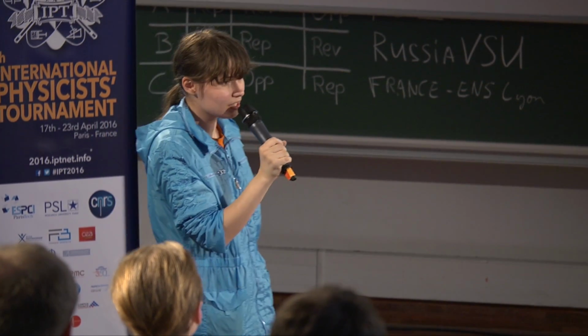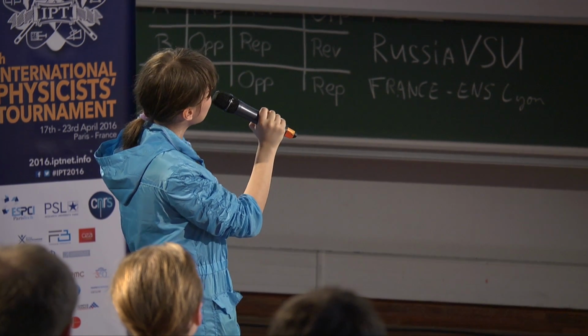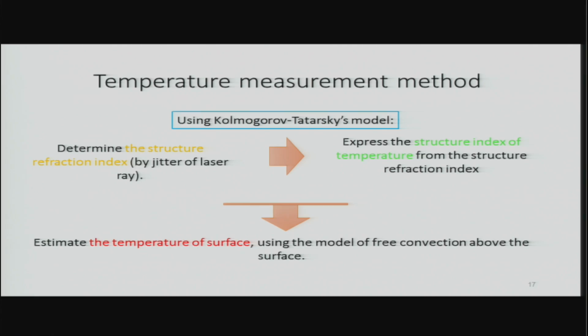So we can suggest such a method of measuring the temperature. At first, we determine the structure characteristic of the refractive index, for example, by the jitter of a laser ray. Then we express the structure characteristic of temperature from the structure characteristic of the refractive index, and then we estimate the temperature of the surface using the model of free convection above the surface.